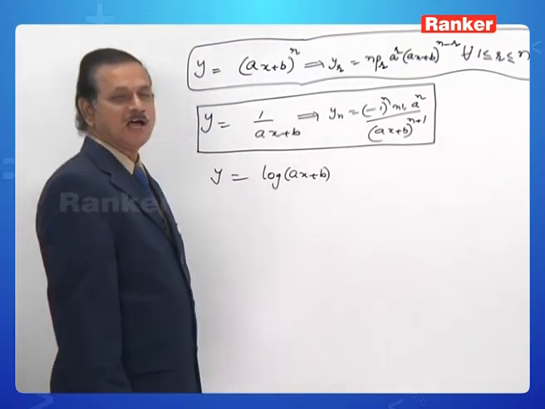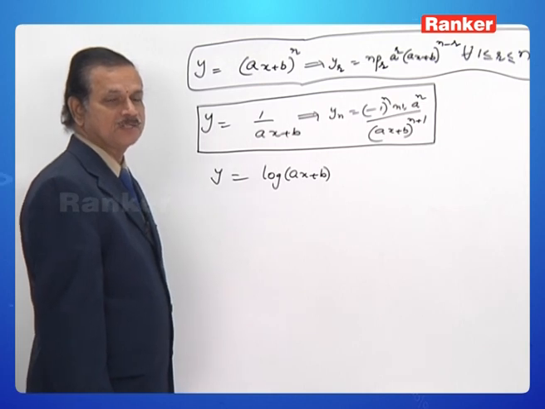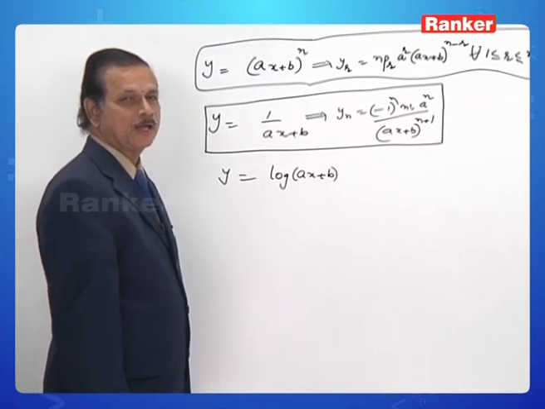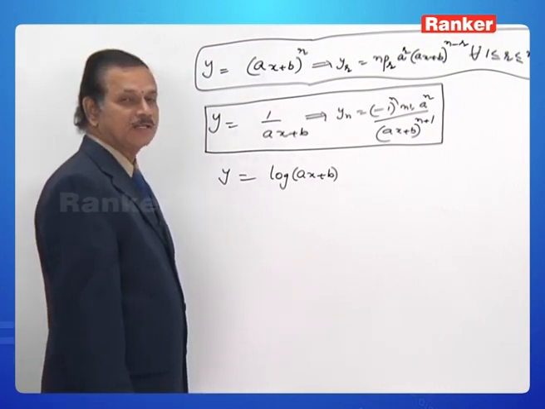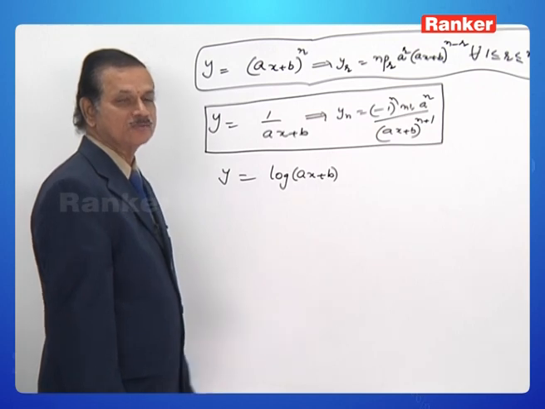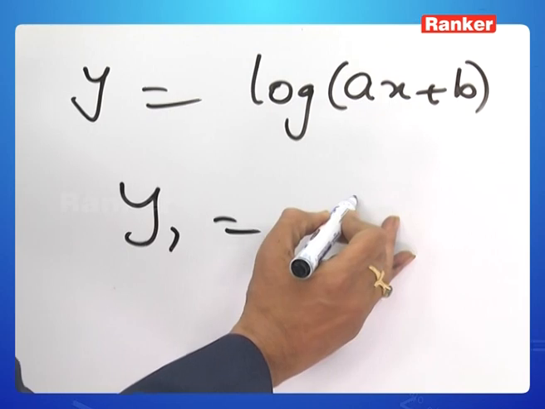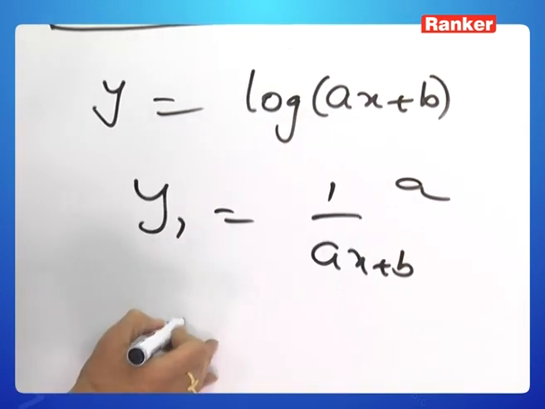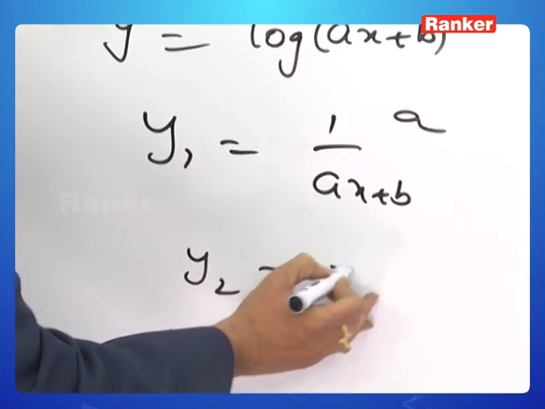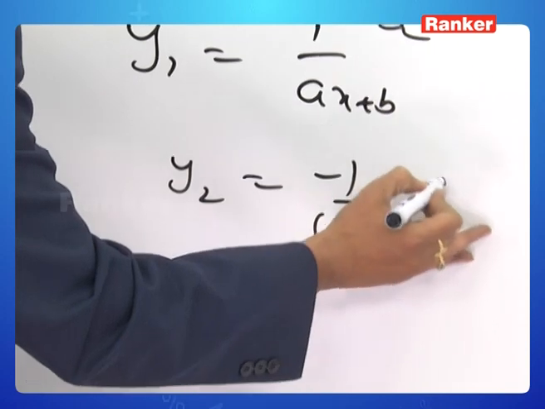If y is equal to log of (ax plus b), then what is the first derivative? 1 by (ax plus b) into a. The first derivative is positive. What is y2? Minus 1 by (ax plus b) whole square into a square. Isn't it? y1 is 1 by (ax plus b) into a. y2 is minus 1 by (ax plus b) whole square into a square.